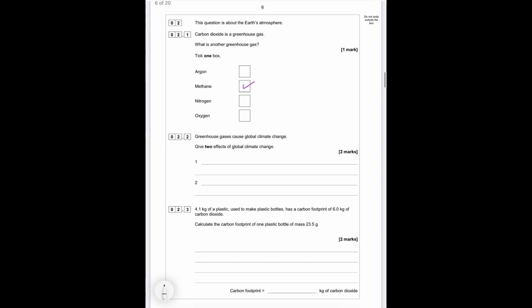Then the next question says, greenhouse gases cause global climate change. Give two effects of global climate change. So we can talk about the global temperature rising would mean that sea levels would rise because we have more melting ice from the ice caps. We can also talk about extreme weather. So we'll put our two answers in there.